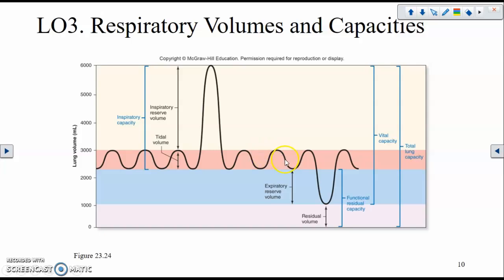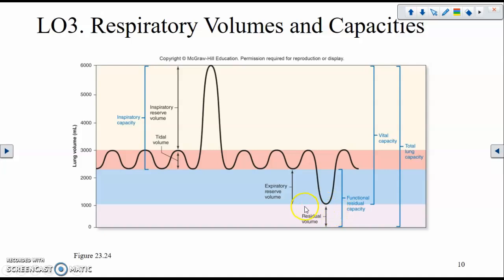And then on the opposite side, if you do normal breathing and then exhale as forcefully as you can, we have expiratory reserve volume, which is the amount of air that you can exhale in addition to tidal volume. These are approximate volumes. This one is around 1200 mils, and that one is around 1400 mils or so. So those are some basic volumes.